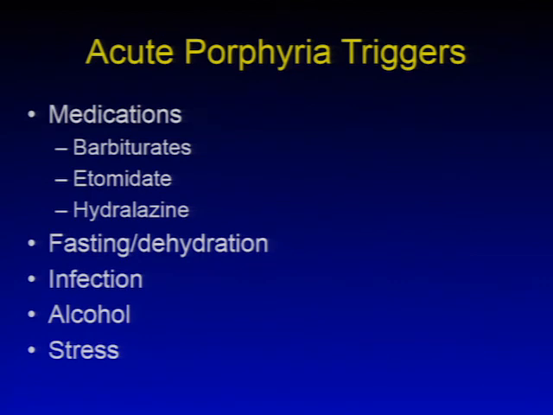Why is this important for anesthesiology? Well, medications that can trigger them are ones that we have commonly used in anesthesia. The barbiturates, certainly not as commonly used anymore. Thiopental for induction, for instance, is actually quite difficult to get and use clinically. Etomidate is certainly still used, although perhaps falling a little bit out of favor. Hydralazine is a very commonly used antihypertensive medication. Fasting and dehydration can lead to acute porphyria. Infection, alcohol consumption, and periods of stress can as well.